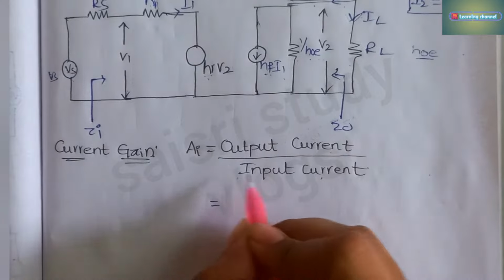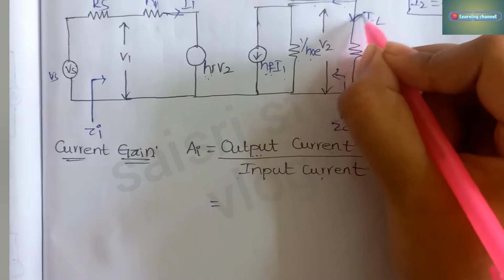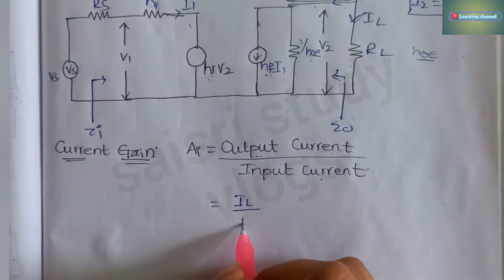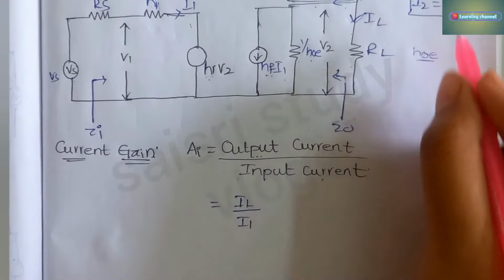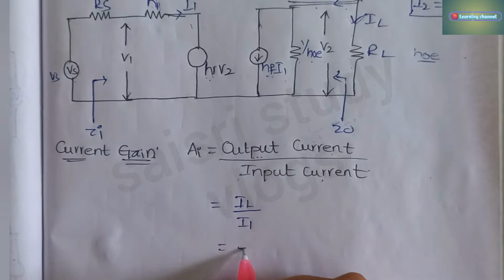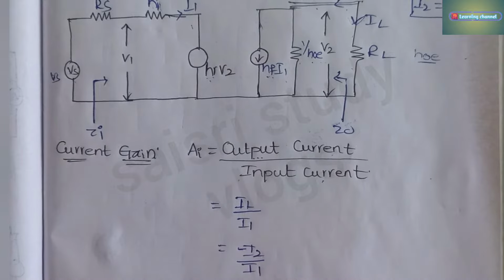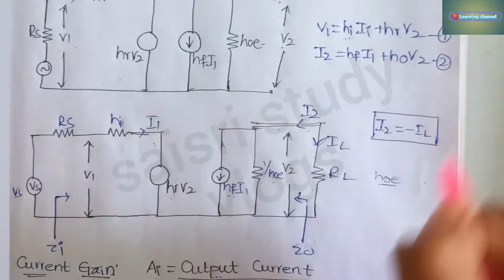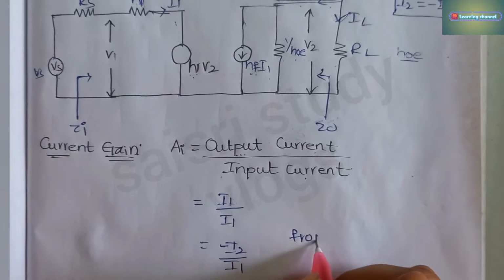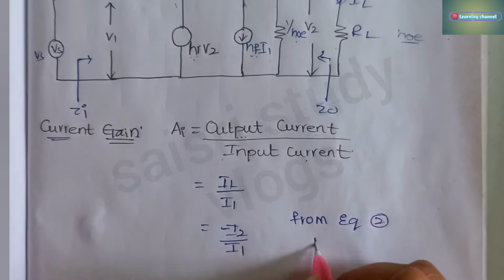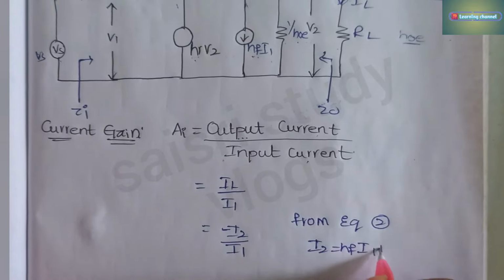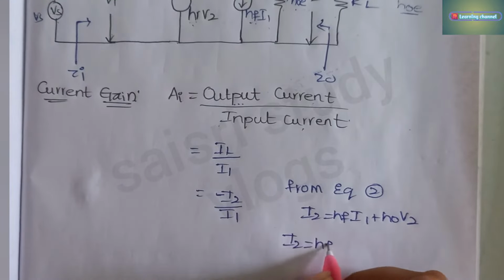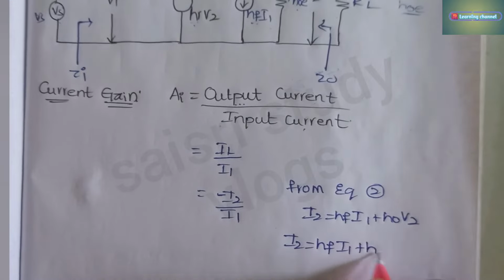So AI is equal to output current by input current. What is the output current? Here we have output current as IL, and the input current is I1. So IL is equal to minus I2, so AI is minus I2 by I1. From the basic equations, let us say this is equation number 1 and this is equation number 2. From equation number 2 we can write I2 equal to HF I1 plus HO V2.